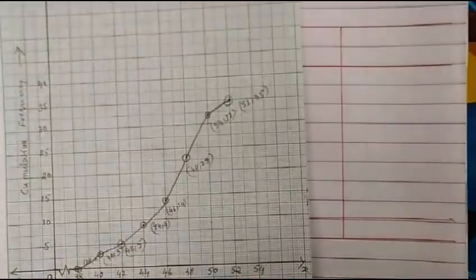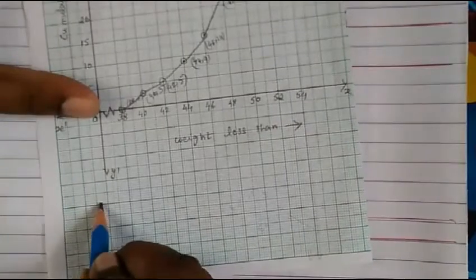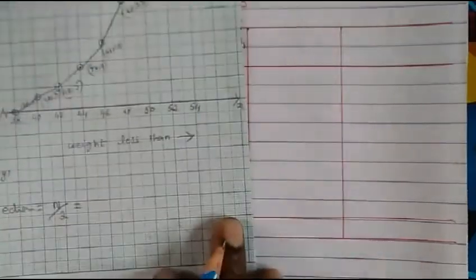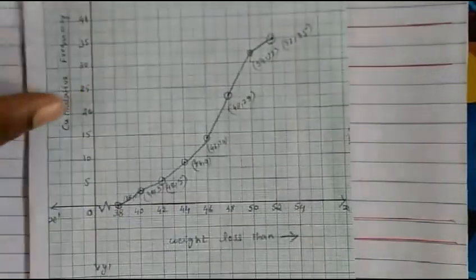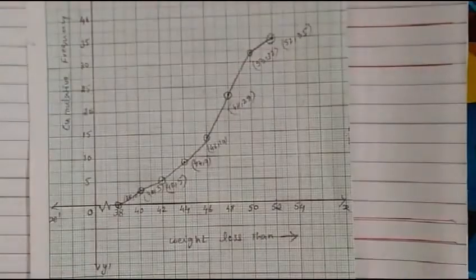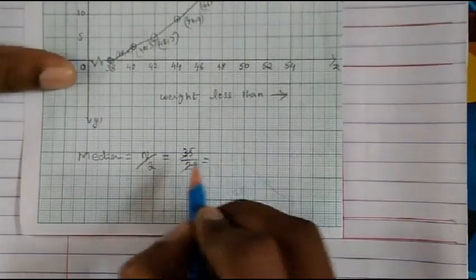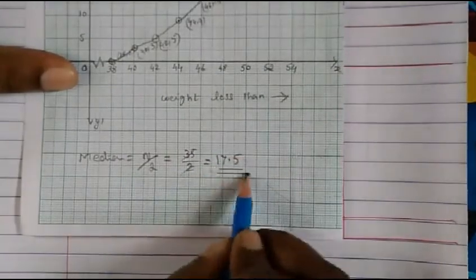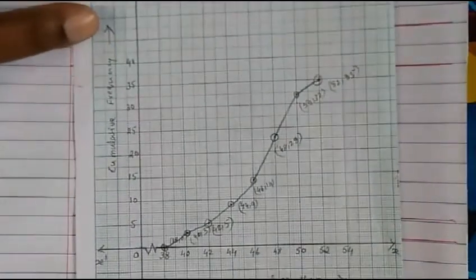So how to obtain the median weight? How to find the median? Median is capital N upon 2. Capital N is the summation, the total number. The total number is given to us here, 35 students. So 35 upon 2, 17.5 is the median. So we have to see on the y-axis where 17.5 is.